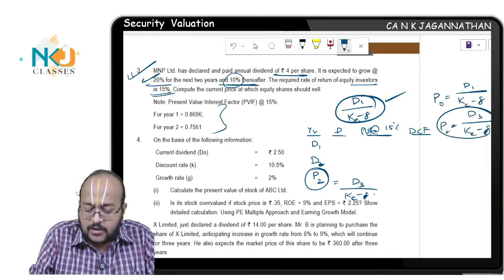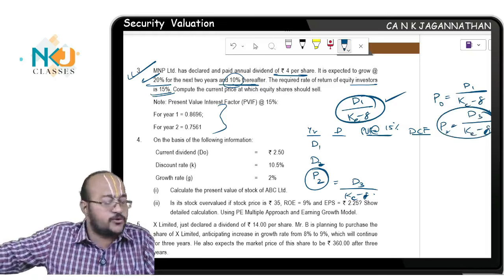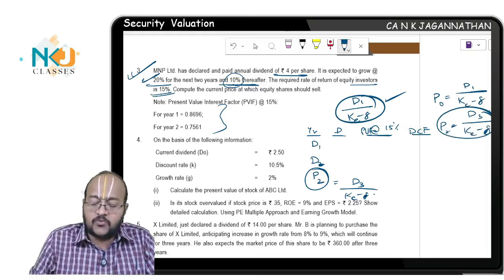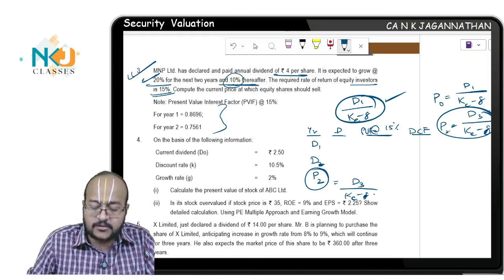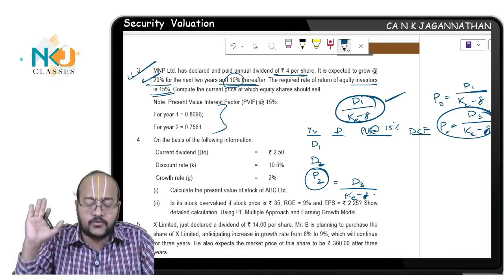KE minus G. If you want to understand all the logic in detail, go to my equity valuation revision video available on YouTube itself. There you can see how we have derived this formula: time value of money, the entire thing, constant, geometric progression, all these things I have discussed. Now I'm just applying the formula and finding the solution.